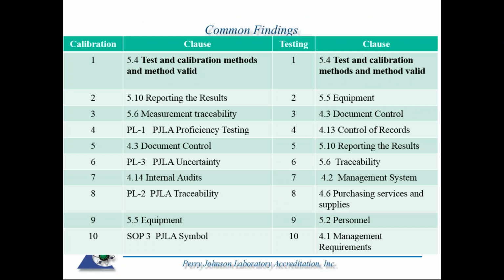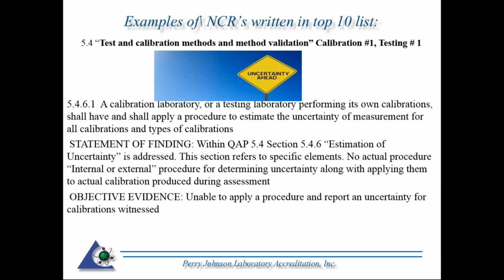So 5.4, of course, is whatever is at the top of the screen here. That is a section in 17025 that addresses testing and calibration methods and method validation. And this was at the top of the list for both calibration and testing. So a common finding, and this one here is much more prevalent for calibration labs, but it is an area that particularly new labs find themselves struggling with, is measurement uncertainty.